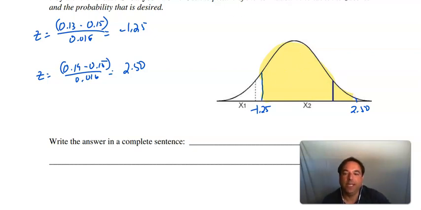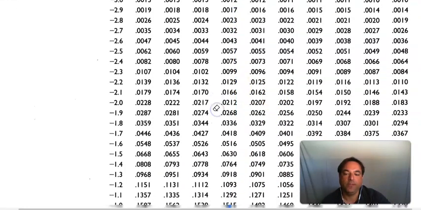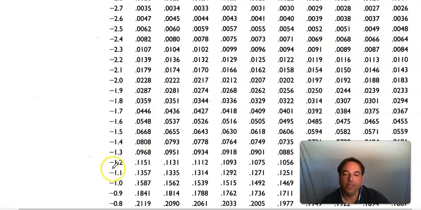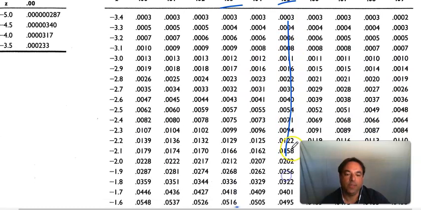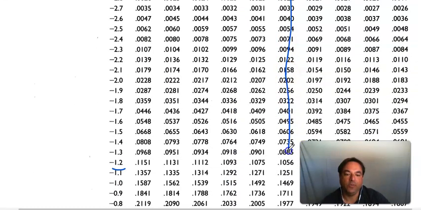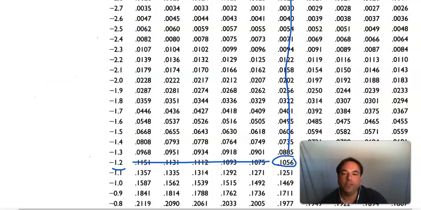So let's look up negative 1.25 first. We have negative 1.2. We're going to find the 5, match them up. Negative 1.25, and that gives us 0.1056. Remember, the table always tells us to the left. Okay, that's the not shaded part.